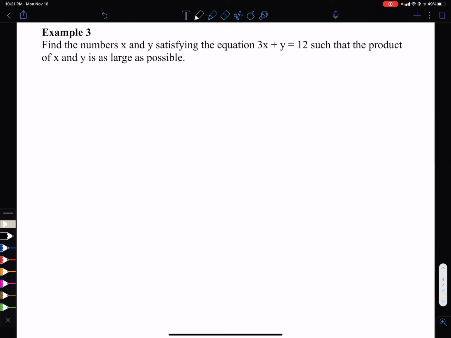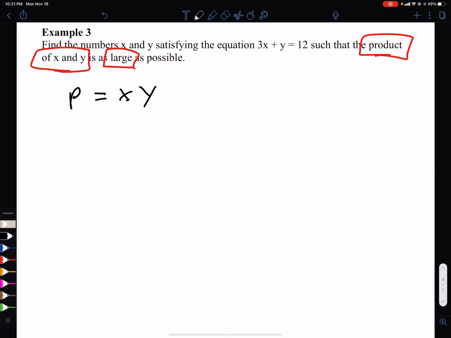Let's keep going. We're just going to do a lot of these. So let's see what we're trying to maximize. The product of x and y is largest or maximum. So I will call p my function, and it's x times y. But again, I can't solve this because I have two variables, x and y. I need to get a single variable. But they told us x and y satisfy this equation. That is going to be my constraint equation.